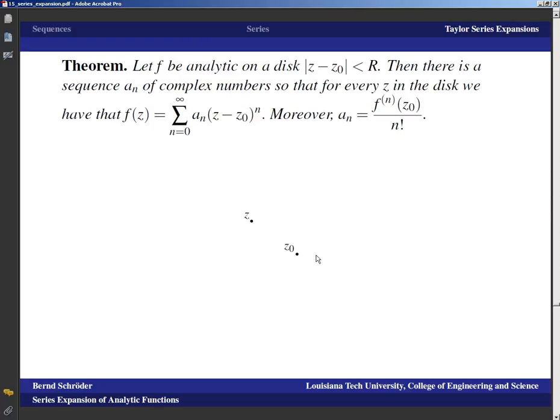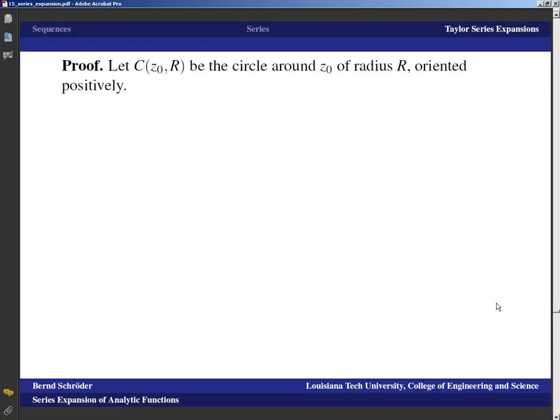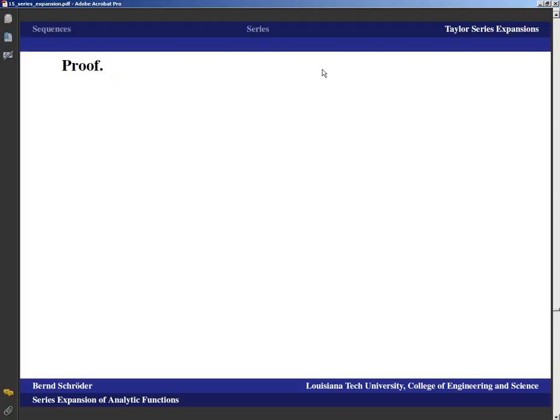Well, let's take a look at this. Here's z0, here is z, and the whole thing is inside a big disk of radius r. What we're going to do now is integrate on a slightly smaller disk of radius lowercase r, and the points on that smaller circle will be c. So let that be the circle of radius capital R around z0 oriented positively. And I'll need to get back here.